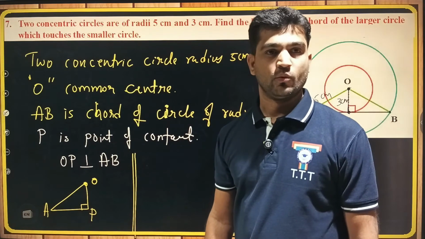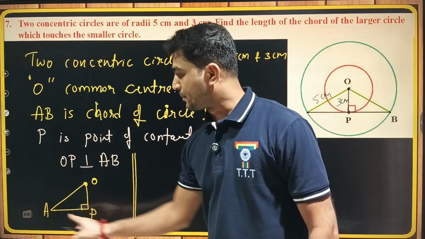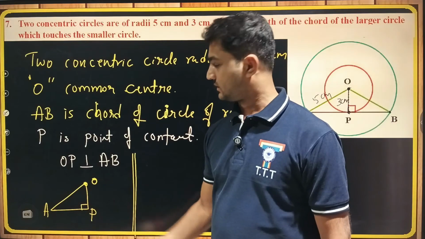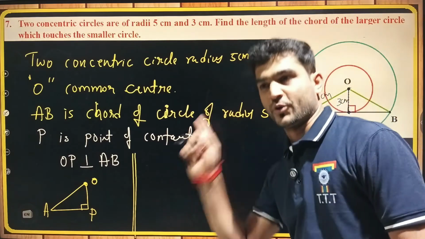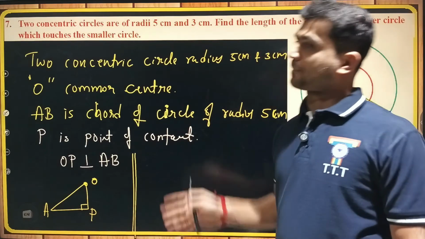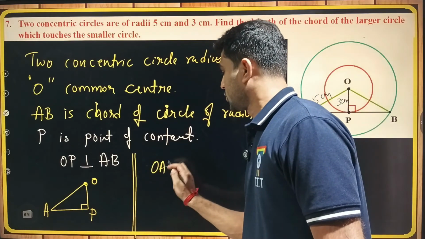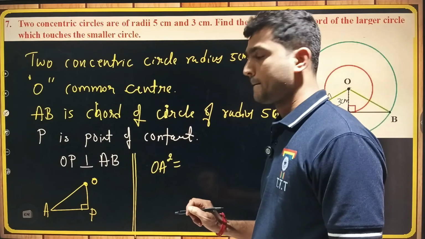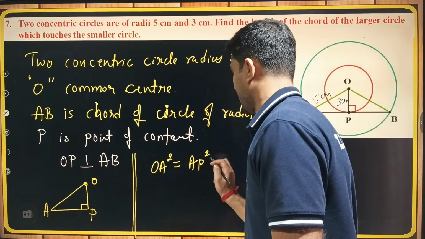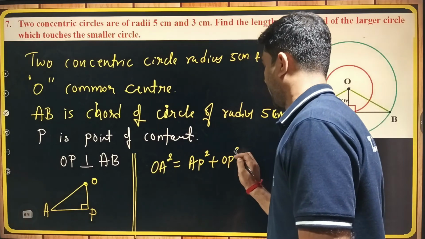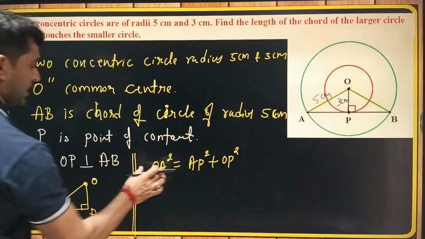OA is the slant side, the hypotenuse side. AP is the base, OP is the height. So let's write delta: hypotenuse square equals base square plus height square. Hypotenuse is who here? OA. So OA square equals base AP square plus OP square. Clear? Now dear friends, what is OA?